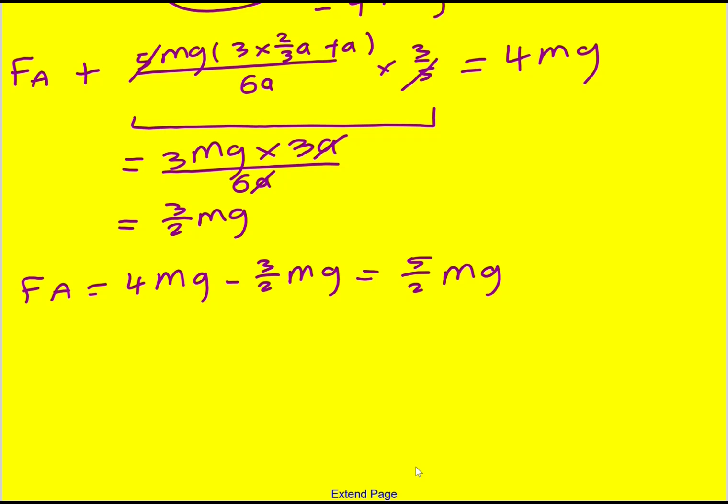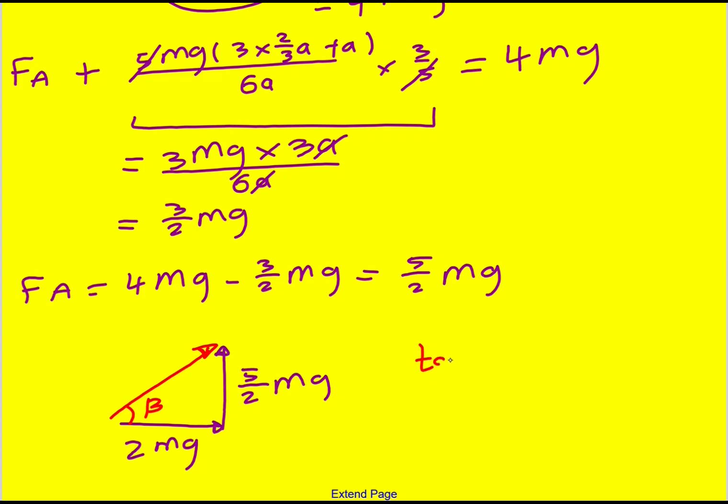I've got my frictional force that's going up. That is 5 over 2 mg. I've got my normal reaction going to the right, which we were told, remember, was 2 mg. And then my resultant that they're talking about is here, and we want to find this. Well, actually, we want to find tan beta. So tan beta is going to be 5 over 2 mg over 2 mg, opposite over adjacent. The mg's cancel. We're going to get 5 over 4.